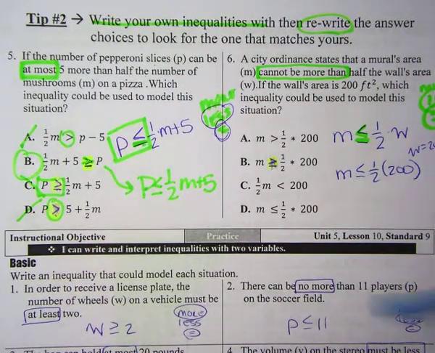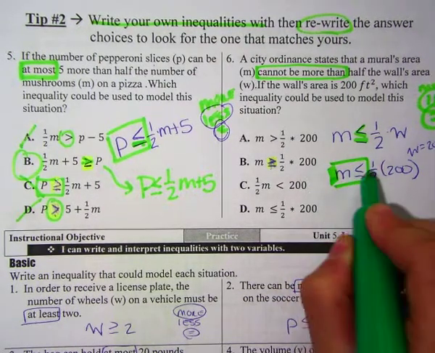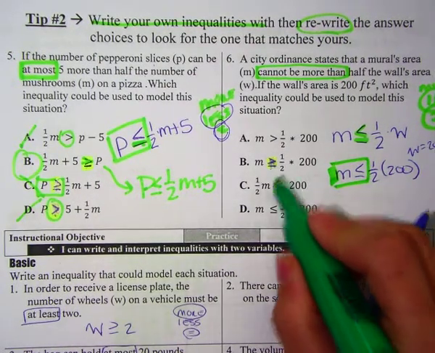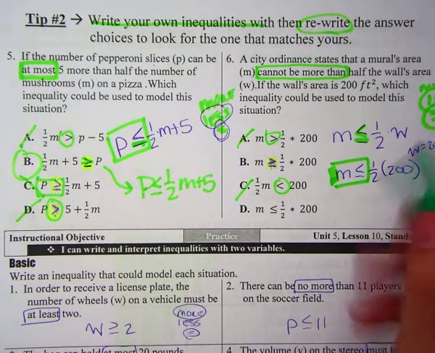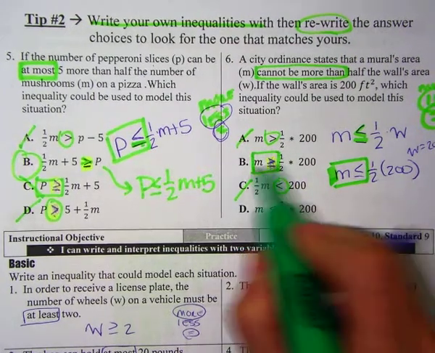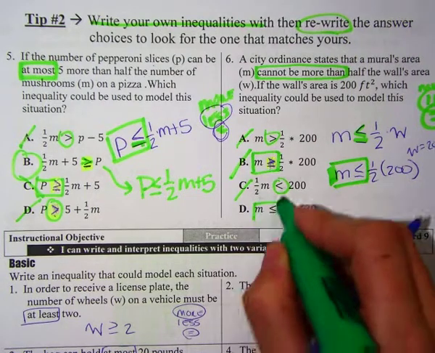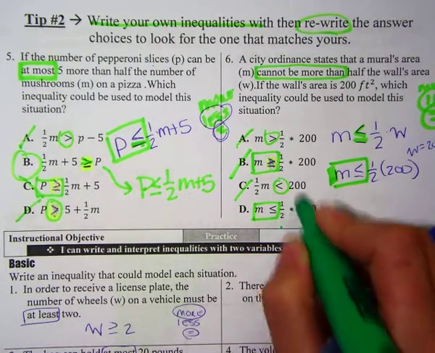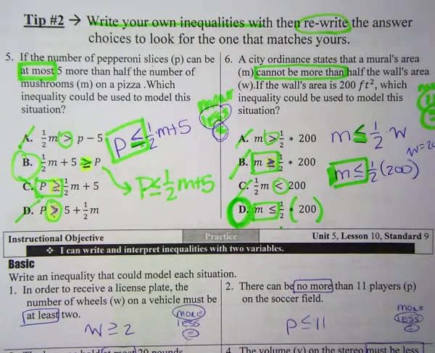All right, I have mine. Now I'm going to look for the one that matches. First, start with this. I need an equal to sign, so these 2 are out. Now it says M is less than or equal to. This says M is greater than or equal to, so that's out. M is less than or equal to 1/2 times 200, and that's the correct answer.